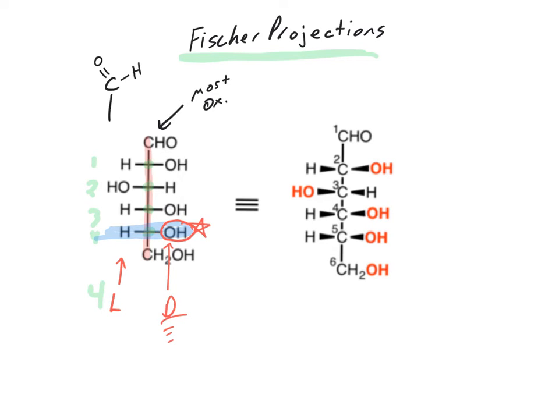All right. So in other words, for this to be an L, the OH would have to be here. So we want to look at the chiral center farthest away from the most oxidized. So it's the very bottom chiral center, right? So it's the last chiral center on the bottom, and look at what side the OH is. If it's on the right, it's going to be D. If it's on the left, it's going to be L.